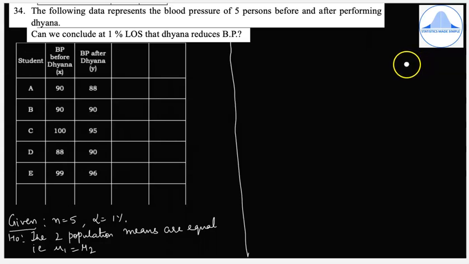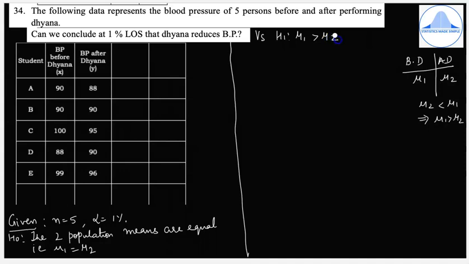Then here at this side, before dhyana, and I'll write after dhyana. So the mean BP before dhyana is mu1 and the mean BP after dhyana is mu2. They are asking whether dhyana reduces BP, that means whether mu2 is less than mu1, but when we write the alternative, it will be mu1 is greater than mu2. So versus H1, mu1 is greater than mu2.